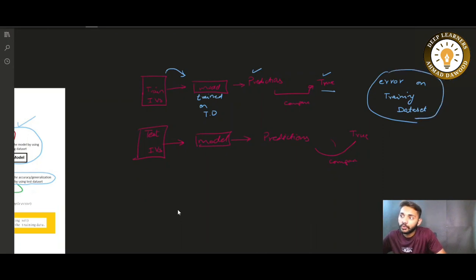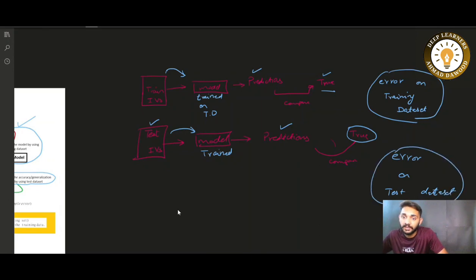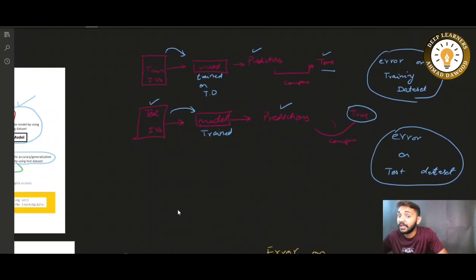Now if you evaluate your trained model by using the data points that it has not seen during its training, like test data points, you will pass these data points as input to the model, it will give you some prediction, and you will see how far your predictions are from the true values. You will get some error, and this will be the error on the test data set. You can define it in the same way: a test data set is the data set that the model has not seen during its training.